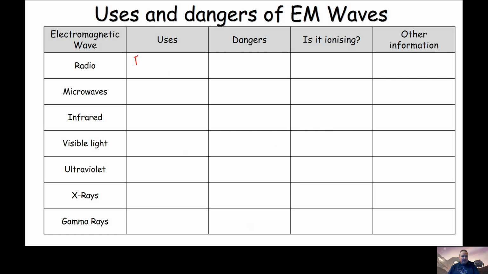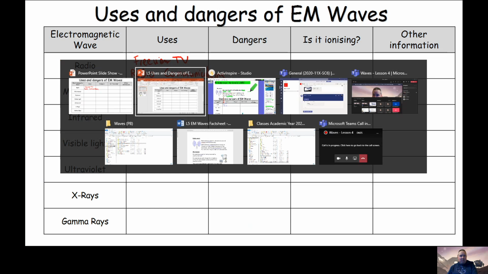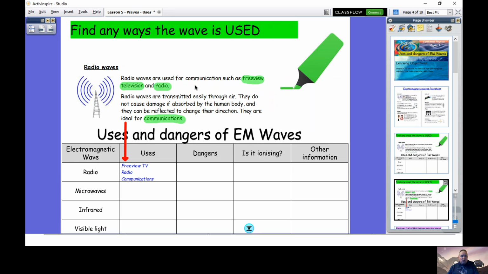So I can put Freeview TV, excuse my handwriting. We've got radio signals, like listening to the radio, and we've got communications. Where am I going to fit this in? Communications. Oh, it's going to go into the next box. You can type yours in much better. Okay, so that one's filled in. What have we got then? So that is the uses of radio waves filled in.